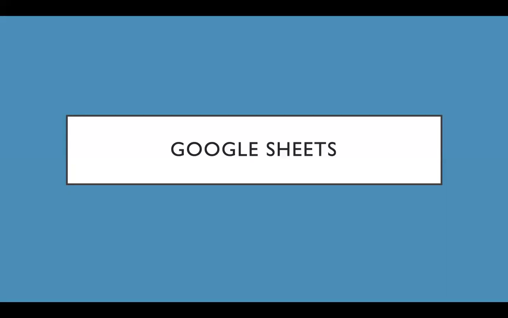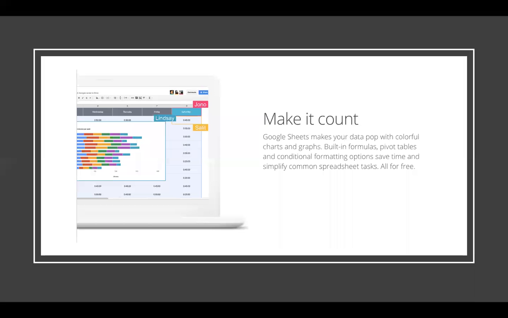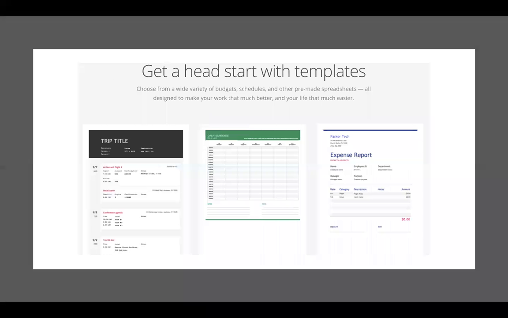And just a quick overview of Google Sheets. So really colourful. You can put really great charts and graphs in. It's got built-in formulas, the same as Excel, and you can create pivot tables and use conditional formatting. So a lot of the things that you are probably familiar with in Excel, these things are all doable in Google Sheets as well.